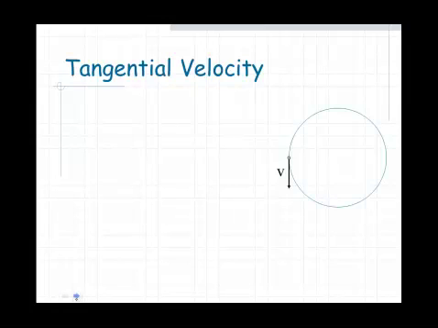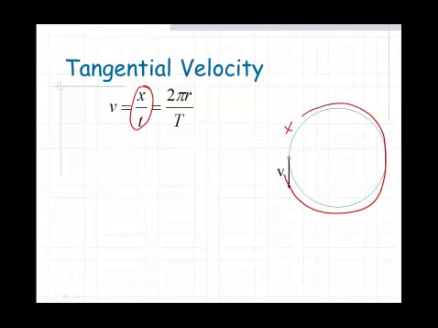Now remember, the velocity is tangential. It's tangent to the circle. And the equation is v equals 2 pi r over T. So it comes from our average velocity equation, where x would be the distance that it goes around, and t would be the time that it would take to go around. We just capitalize that and call that the period, and r would just be the radius.